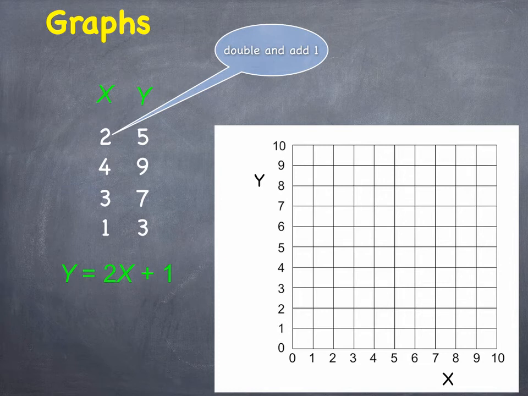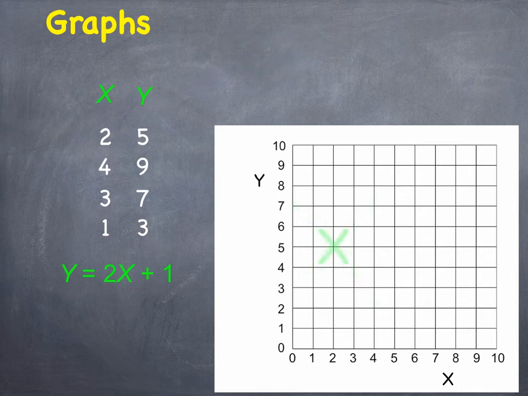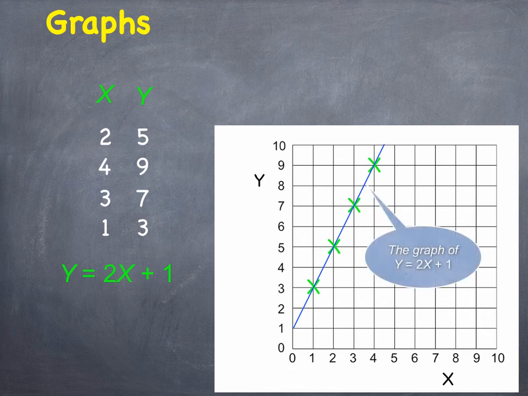Plotting these points on the graph, there's the point 2, 5, 4, 9, 3, 7, and 1, 3. This straight line which connects them is described as the graph of y equals 2x plus 1. In other words, each y value is found by doubling the corresponding x value and adding 1. And that's the connection between a graph and an equation.